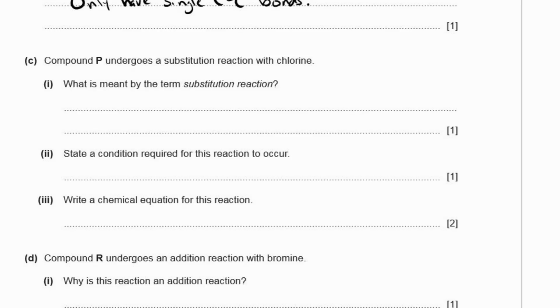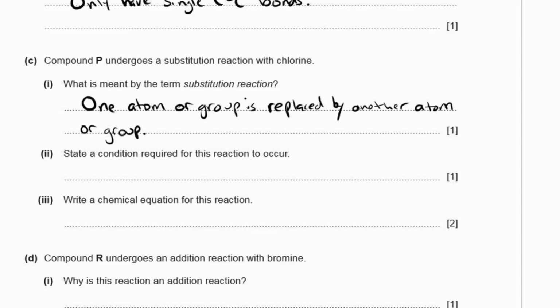Okay. C. Compound P undergoes a substitution reaction with chlorine. Okay, what is meant by the term substitution reaction? Okay, substitution reaction is when one atom or a group is replaced by or substituted for another atom or group. All right? Okay, so one atom or group is replaced by another atom or group, and by replaced it means substituted. So it's substituted.